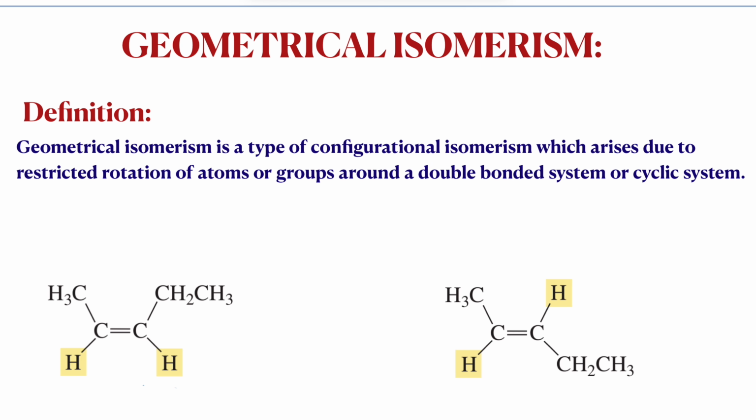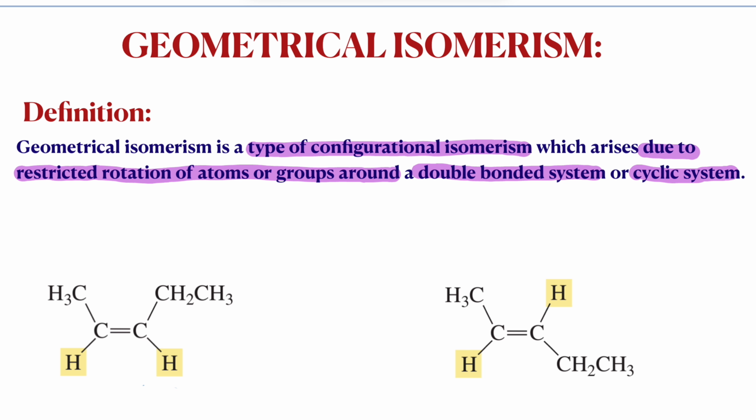Here, geometrical isomers or geometrical isomerism is a type of configurational isomerism. You already know the meaning of configurational isomerism. So, geometrical isomerism is basically a configurational isomerism, and this is due to restricted rotation of atoms or groups. You already know rotatable bonds and non-rotatable bonds, flexible bonds and rigid bonds. This geometrical isomerism is due to restricted rotation of atoms or groups around a double bonded system or cyclic system.